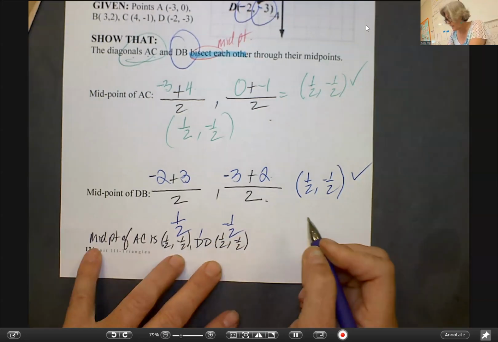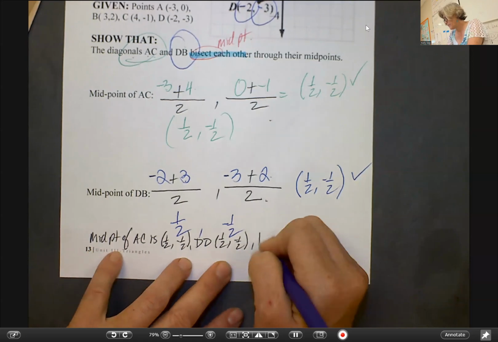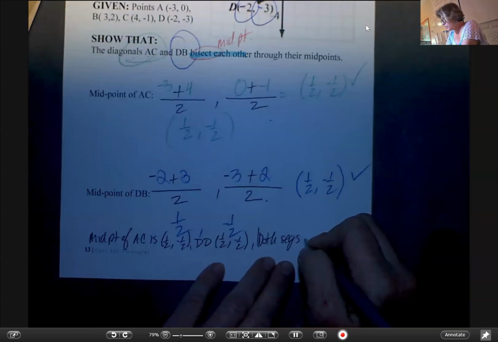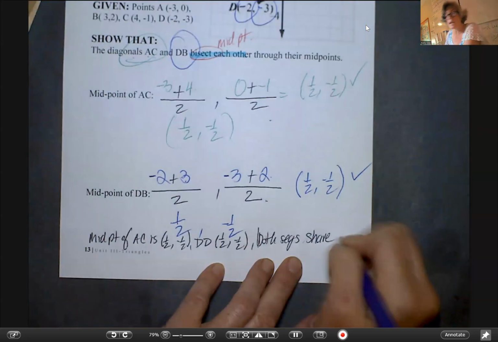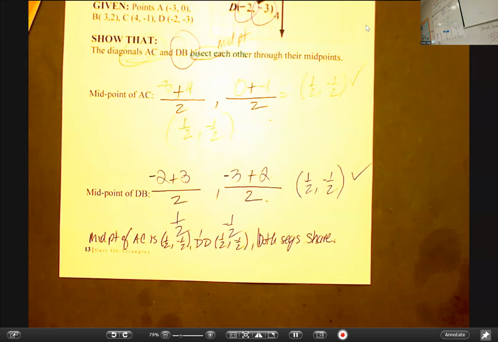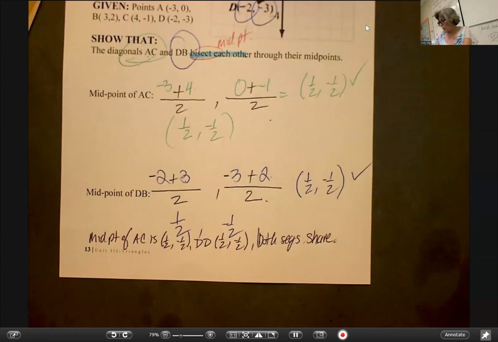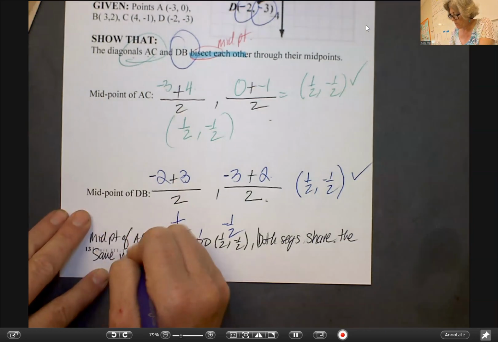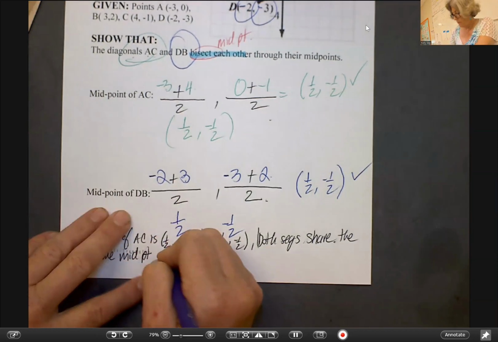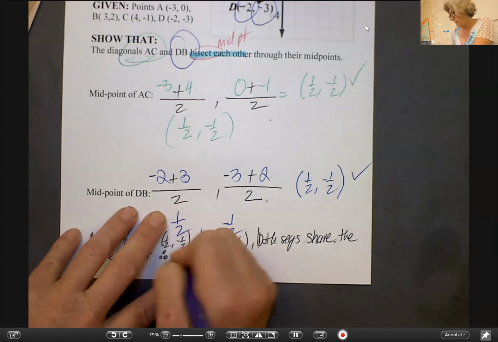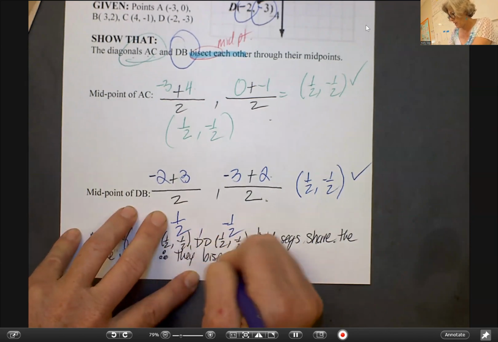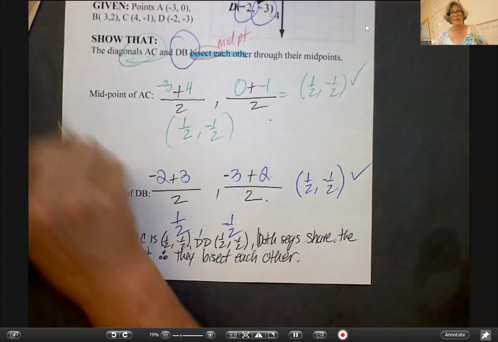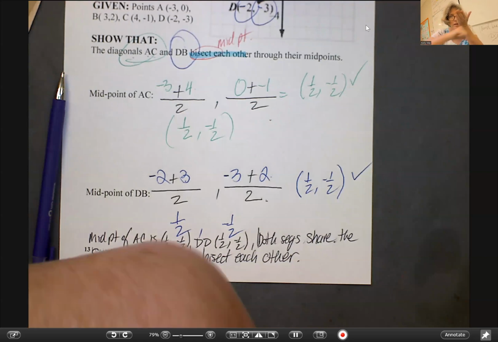Okay, there's your math. Meaning, both segments share the same midpoint. Punchline. Therefore, they bisect each other. Math, meaning, punchline.